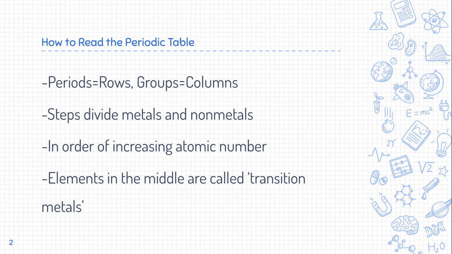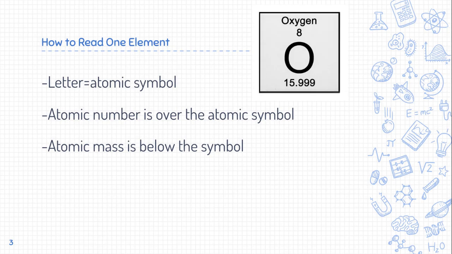So the elements on the periodic table are arranged in order of increasing atomic number, which is, of course, the number of protons in the nucleus of the element. And then when you're looking at the table as a whole, there are these little steps we'll see in a minute that divide the metals and the nonmetals of the table, and the elements in the middle are called the transition metals in that center block. So we'll see that in a moment.